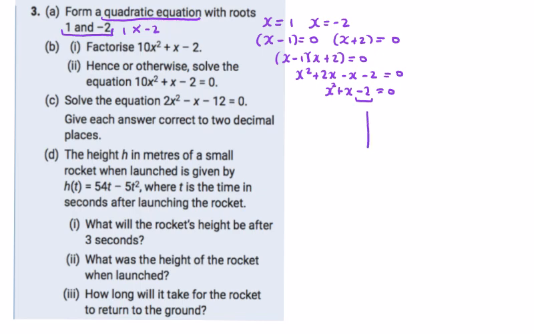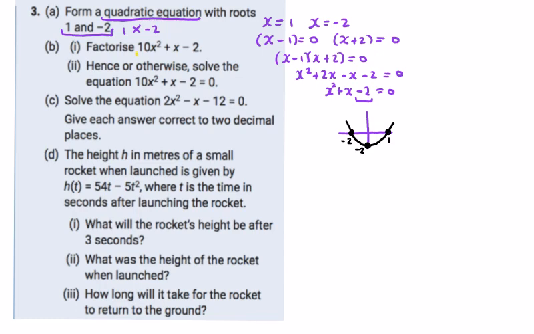And if we sketch this quadratic, we have a positive and negative root, and we have a y-intercept of minus 2, and the roots were minus 2 on the negative side and 1 on the positive side.